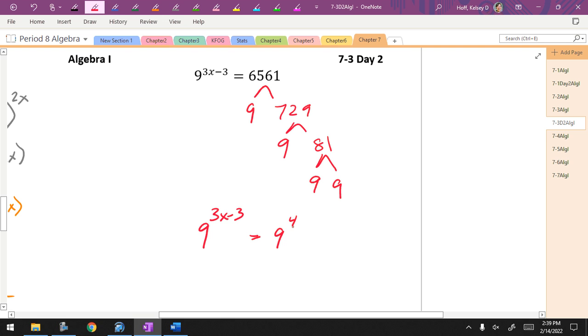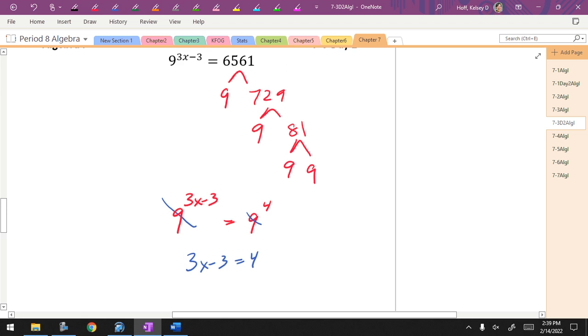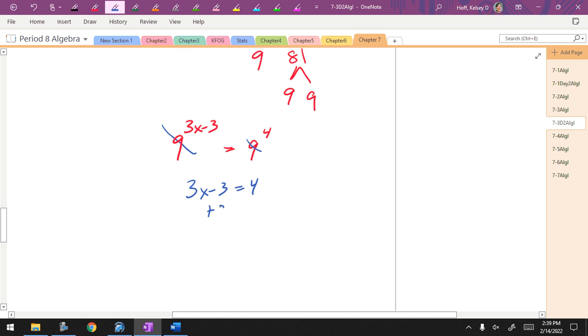What do I do now? Drop my bases. 3x minus 3 equals 4. Add 3. 3x equals 7. Divide by 3. X equals 7 over 3, or 7/3.